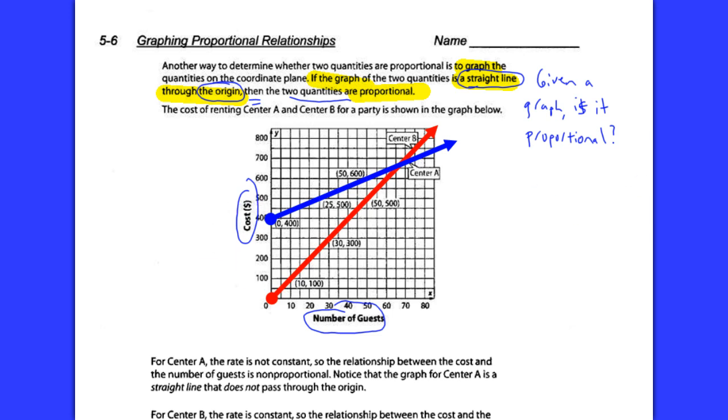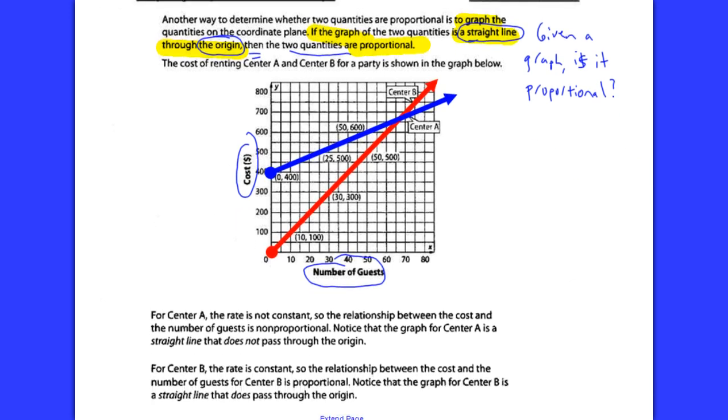Well, simply put, they tell you up here at the top exactly how to tell. So let's take a look at the notes down here at the bottom. It says for center A. Now center A, I used the blue. It's this line right here. This is center A, the blue line on my screen.